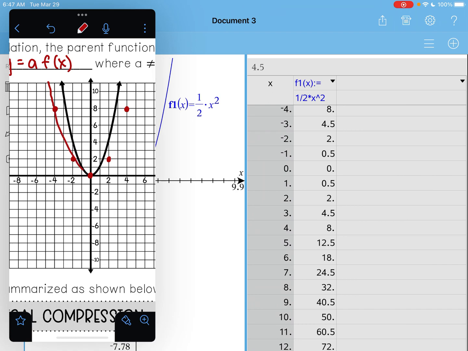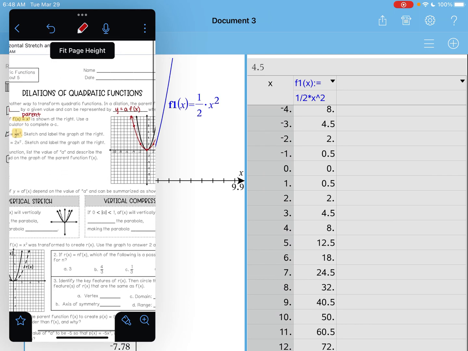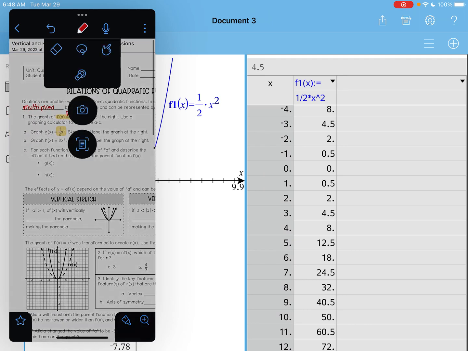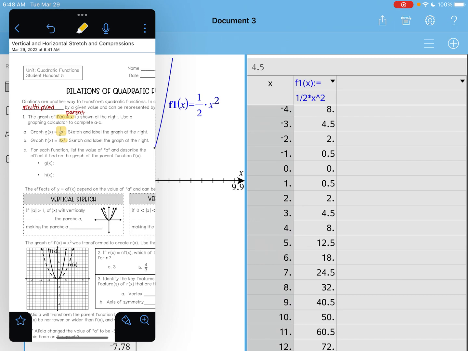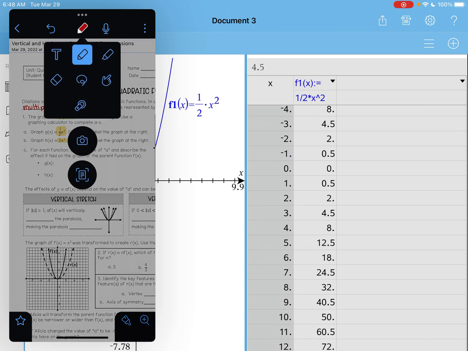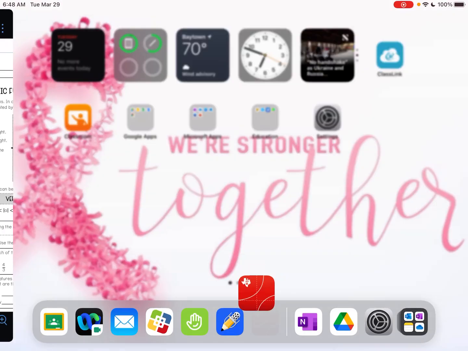So I'm going to connect those points, and I have my quadratic function g of x. So let's label it g of x, that way we know. Then it wants us to graph 2x squared, so we're going to graph that.